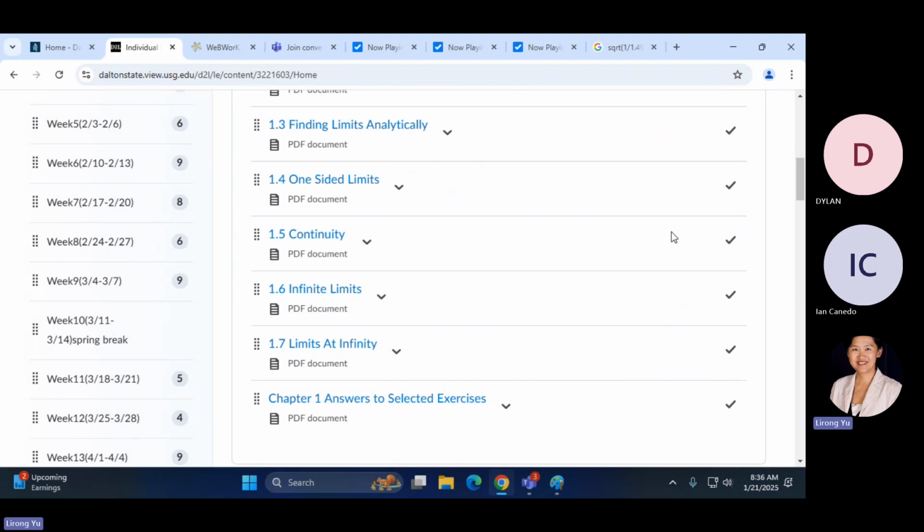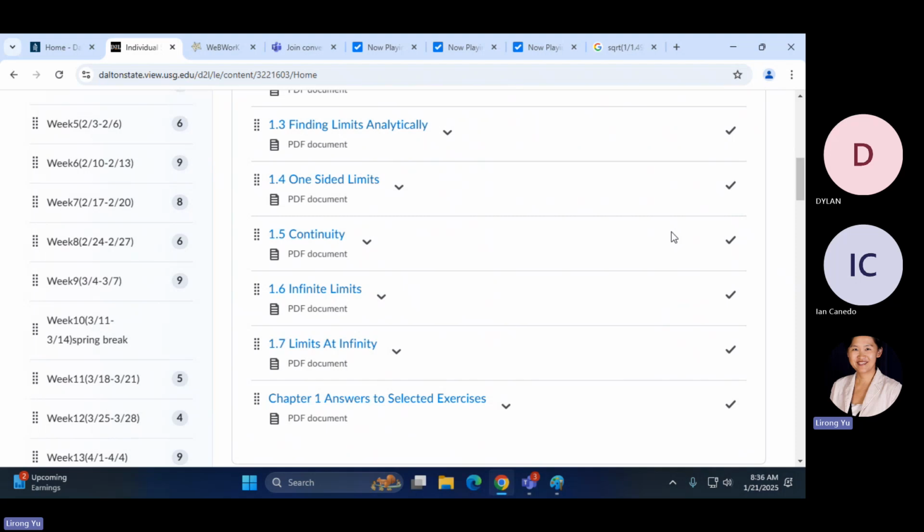Now, if y goes to infinity, what will happen? So in 1.6 we study specifically how to handle situations where infinity is involved in the whole picture. 1.6 is limit at infinity. I guess these two are similar.